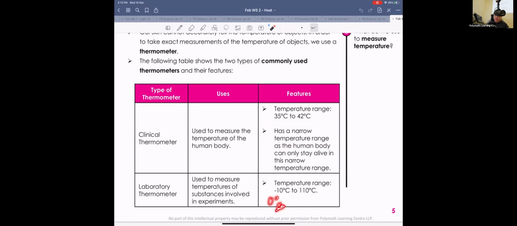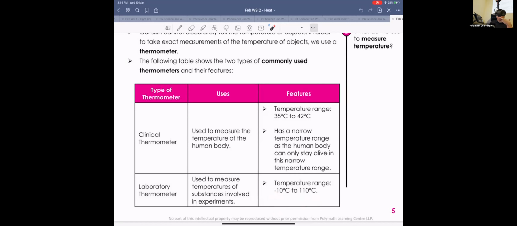So the thermometer in a laboratory is usually used to measure temperature from -10 to 110. Why don't they measure temperature higher than that, like 200, 300, 400? Do you think the heat will get that high in a laboratory? No, because if you have 500 degrees Celsius, it's actually a super, super hot thing. So they don't have a thermometer that measures that.